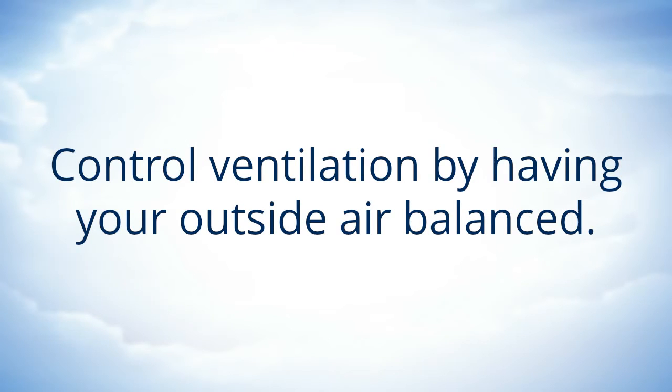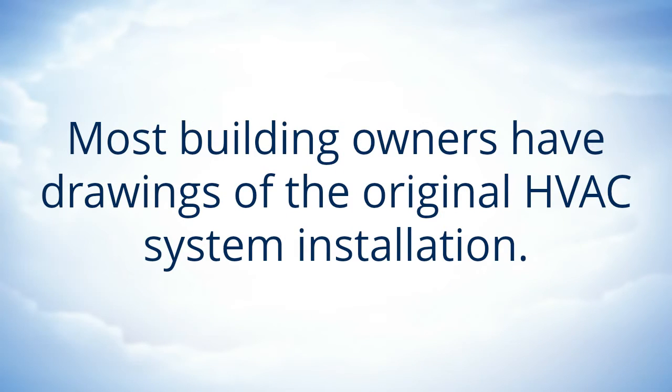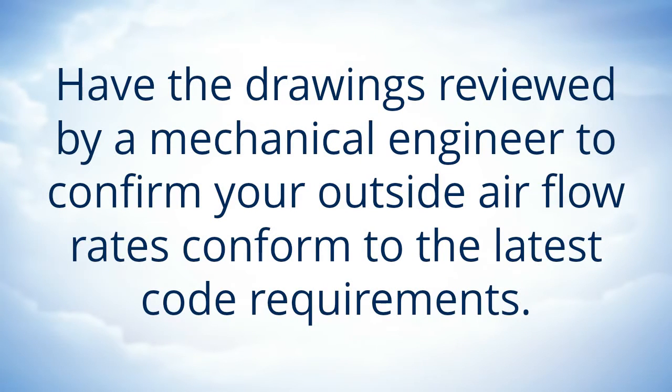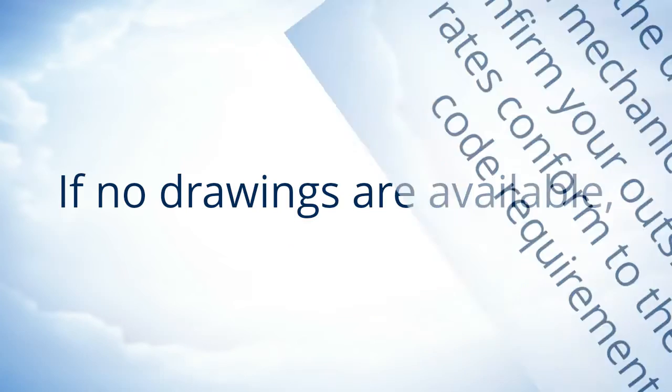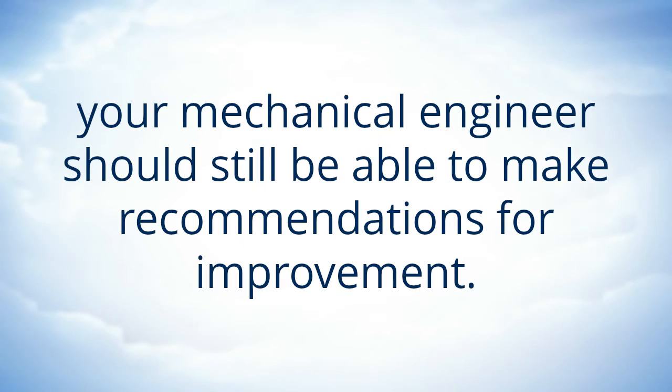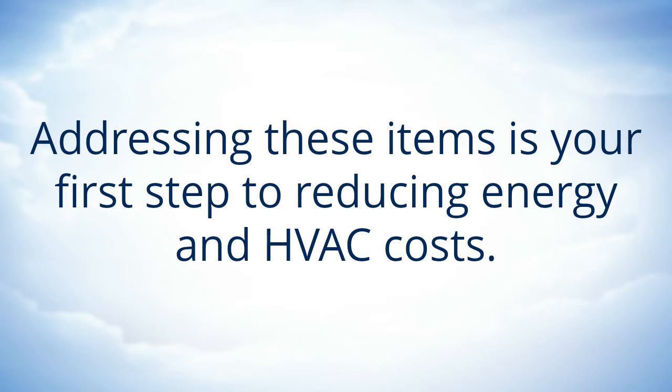Control ventilation by having your outside air balanced. Most building owners have drawings of the original HVAC system installation. Have the drawings reviewed by a mechanical engineer to confirm your outside air flow rates conform to the latest code requirements. If no drawings are available, your mechanical engineer should still be able to make recommendations for improvement. Addressing these items is your first step to reducing energy and HVAC costs.